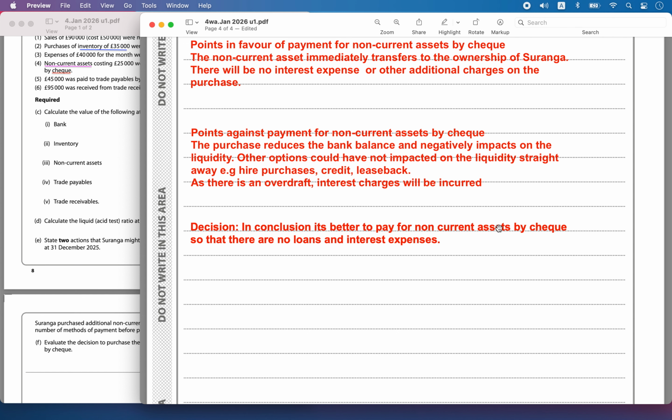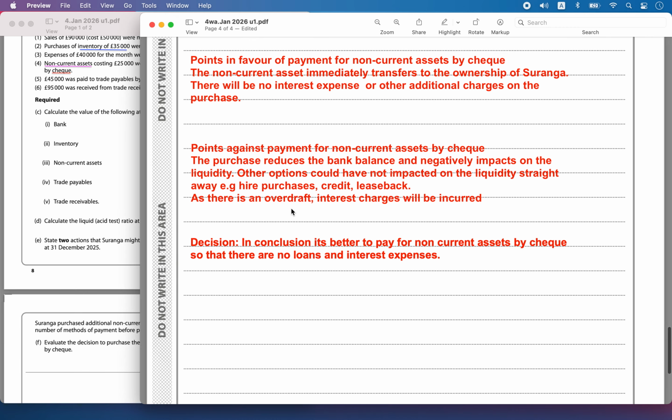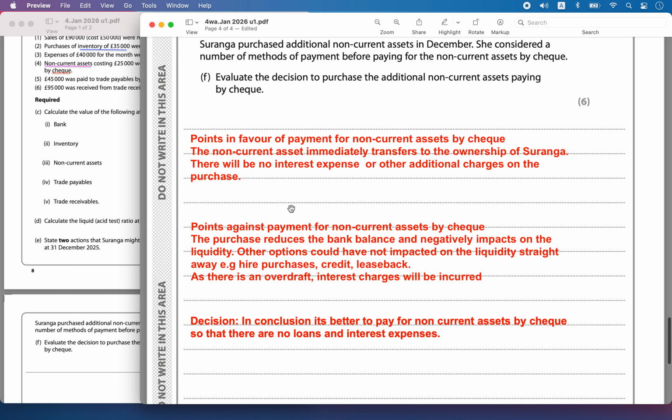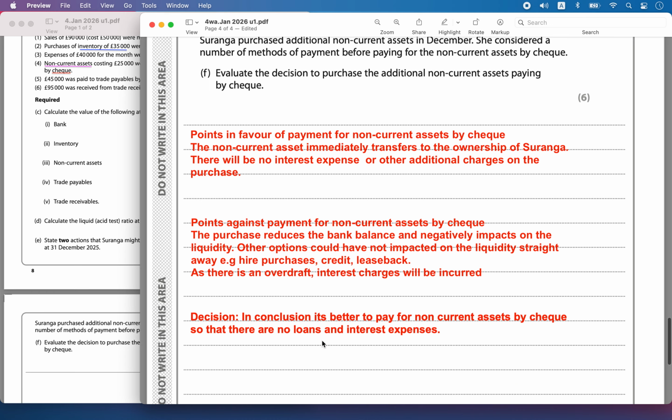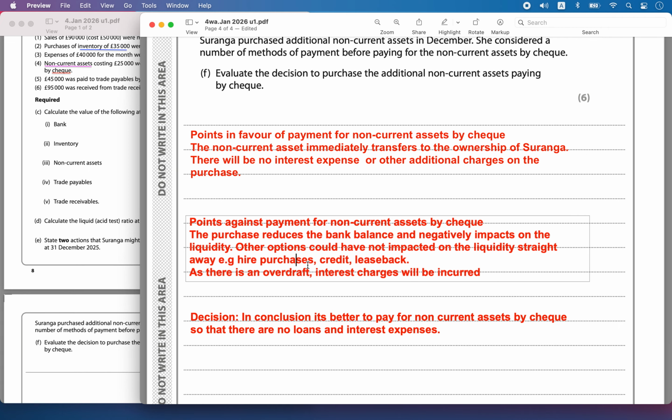So the decision, in conclusion, is that it is better to pay for non-current assets by check so that there are no loans and interest expenses. She has to somehow arrange to increase her bank balance and get the asset, otherwise she will end up paying. But as she doesn't have a sufficient amount of bank balance, she could go for hire purchase, or borrow on a small credit loan, or take it on a lease and then try to buy that asset.